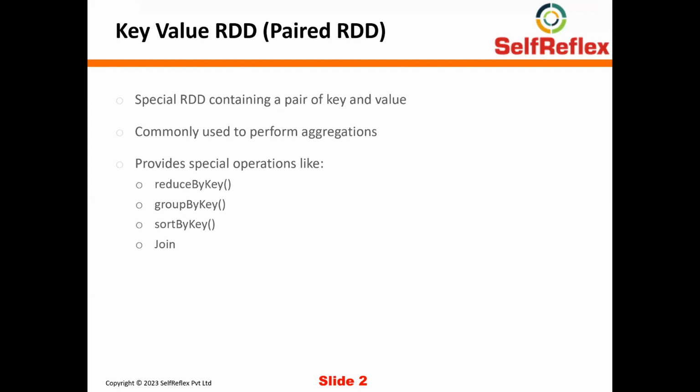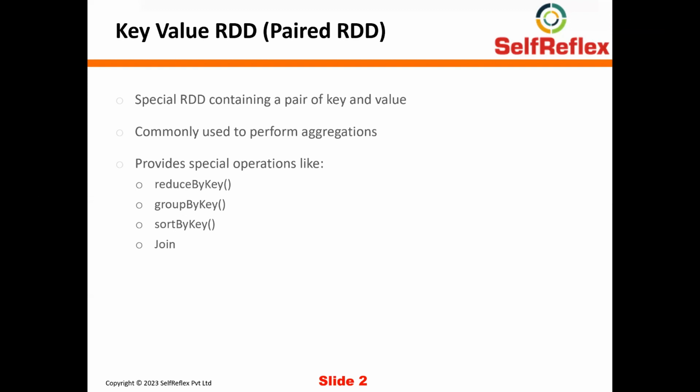One thing to note here is that in a key value RDD, it's not really like a hash map. Hash map is a data structure where your key is unique. You can have only one entry with one key. Whereas in case of key value RDD, you can have multiple rows that contain the same key. And that's the whole purpose, right?